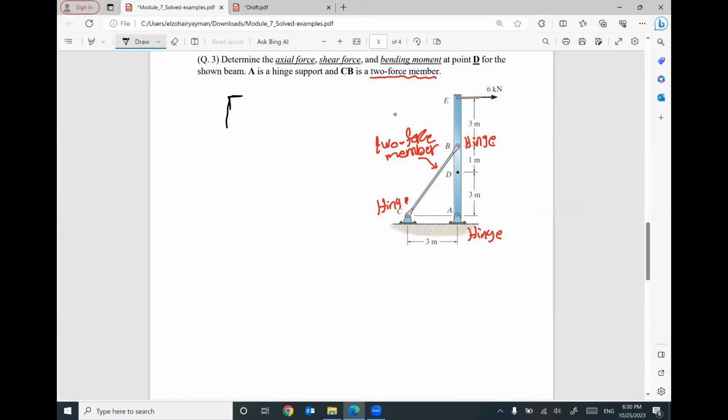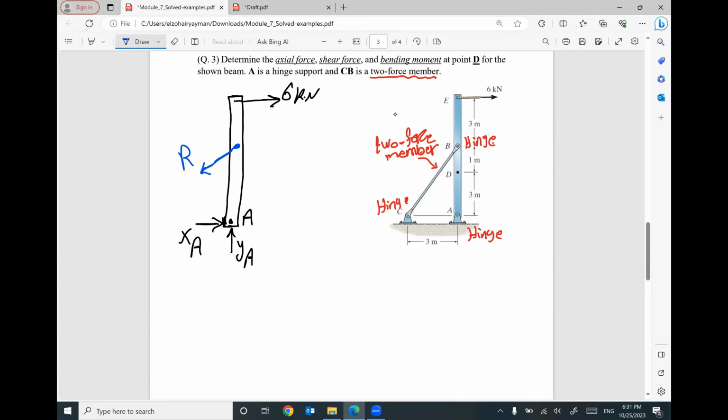This is your vertical member. At A, we have a hinge, so I will have 2 reactions, YA and XA. And I am given a force here, 6 kilonewton. Go ahead and remove the 2 force member and put at point B one force as your reaction. This reaction will be directed in the same direction as the 2 force member.